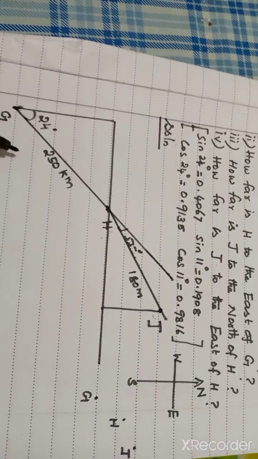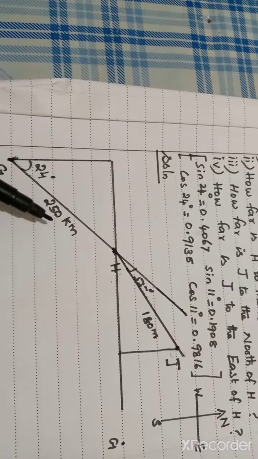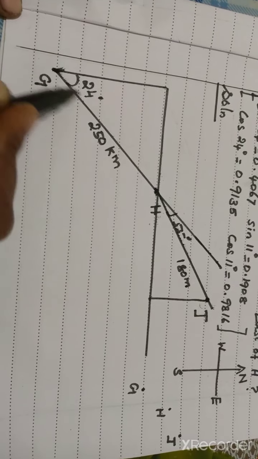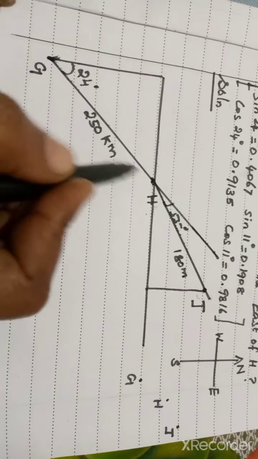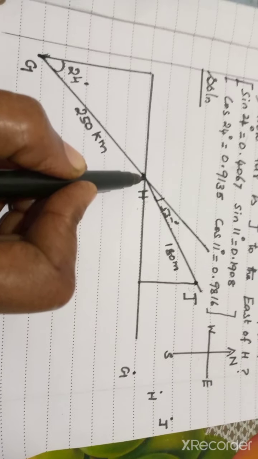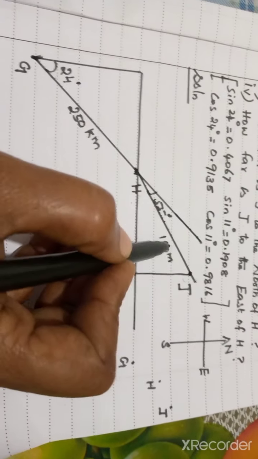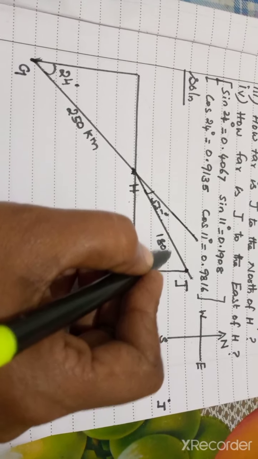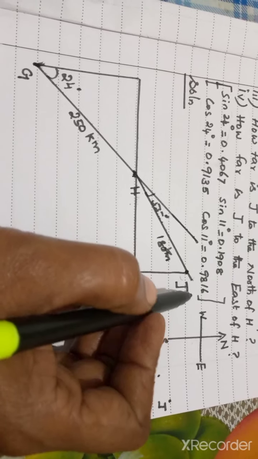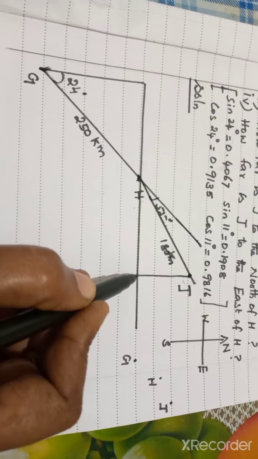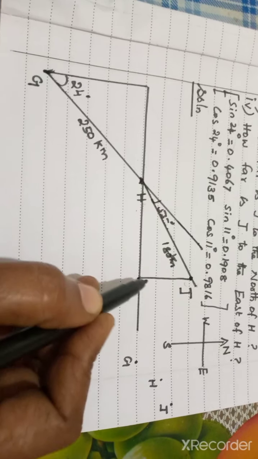Did you understand the diagram, students? See here, it is the initial position, the starting position. From the starting position it should go straight, but it does not. From here it turns 24 degrees and goes 250 kilometers, after which it reaches the point H. From there again it turns 55 degrees and travels 180 kilometers, after which it reaches the point J. From J let us join the vertical line to get a right triangle.